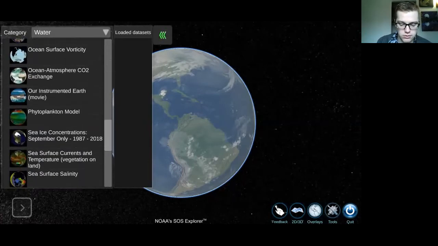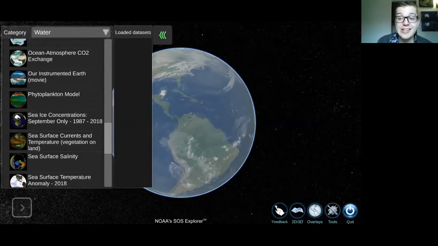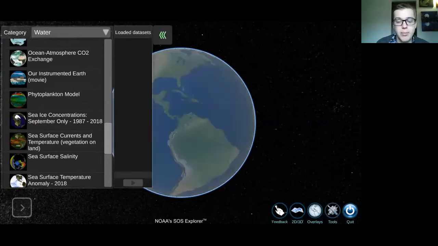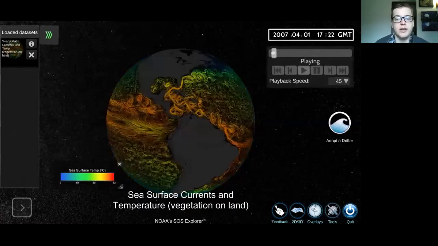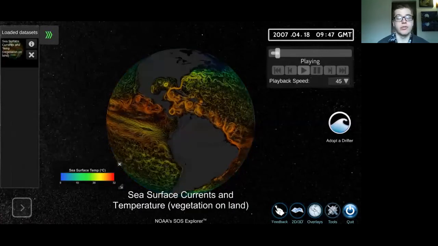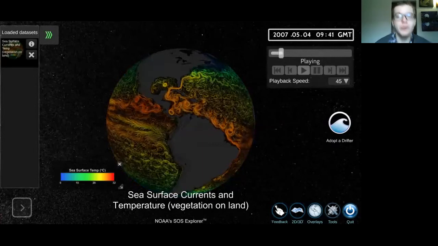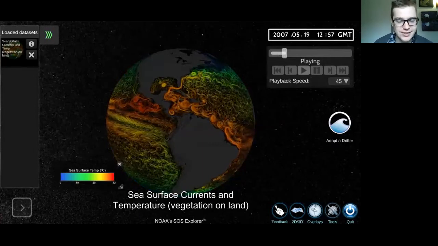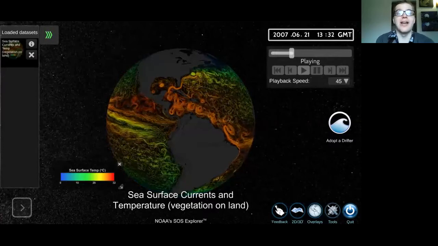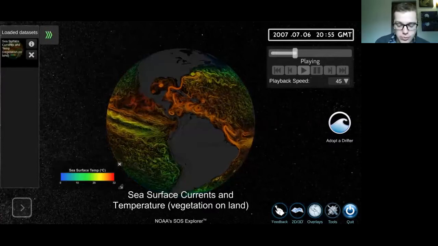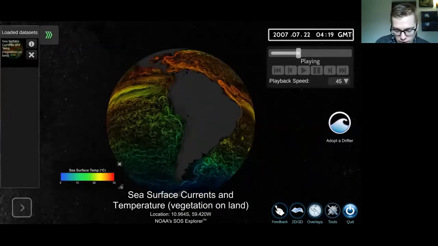So I'm going to scroll down here. There it is. It's called sea surface currents. So we'll tap the sea surface currents and temperature data set and be able to pull that up on our sphere. And so this data set is showing all the currents all over the surface of the ocean. Note that I said ocean and not oceans. It's because all of the oceans are basically one giant body of water. And we can see this really well, actually, when we're looking at some of the currents.